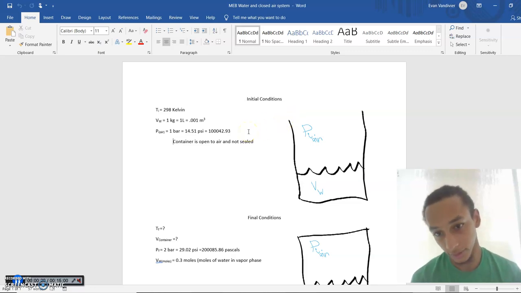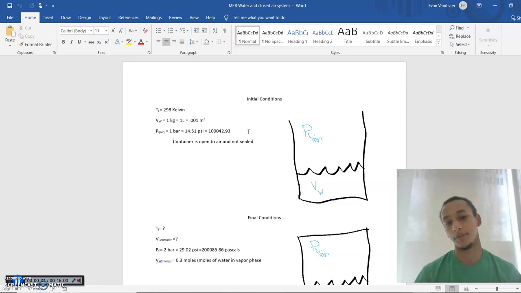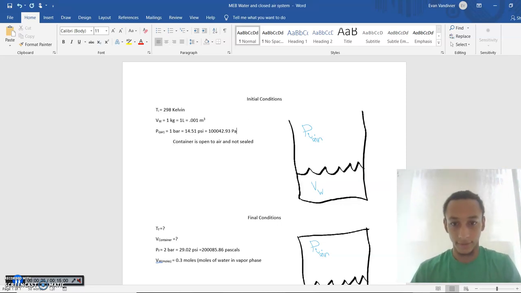the atmospheric pressure of the air is equal to 1 bar, which I converted to PSI, and then I converted to pascals, which is about 100,042.93. And it's not heated at this point in time, and the temperature is 298 Kelvin.